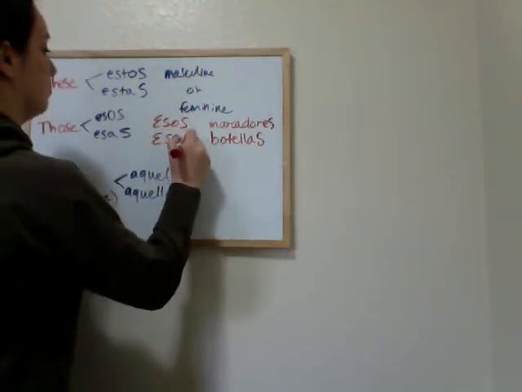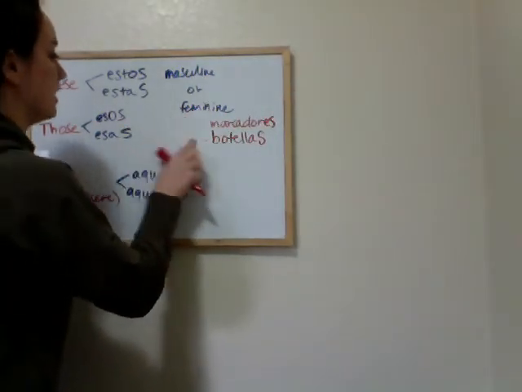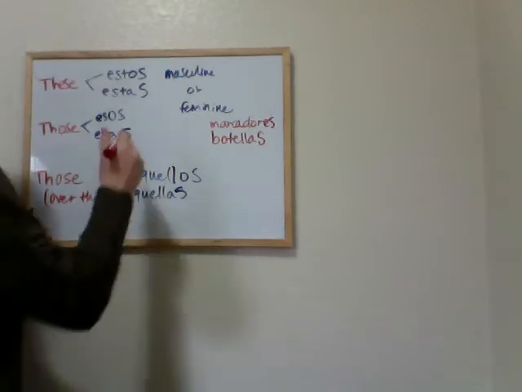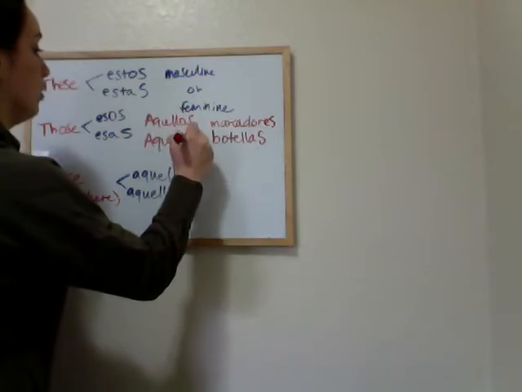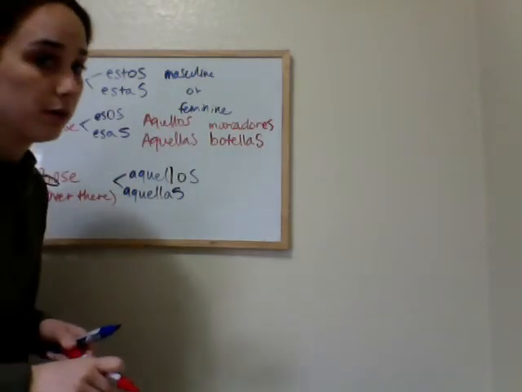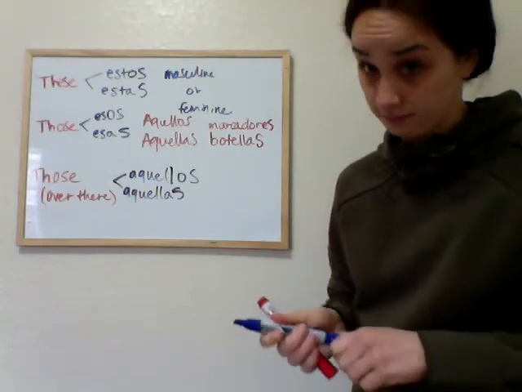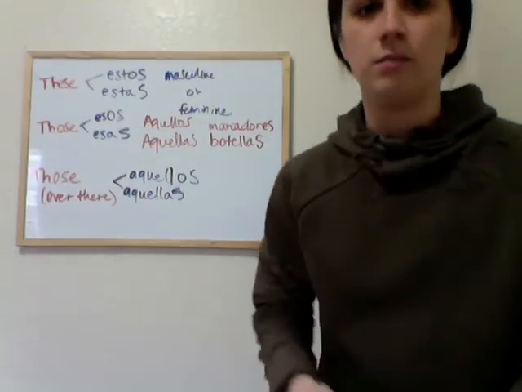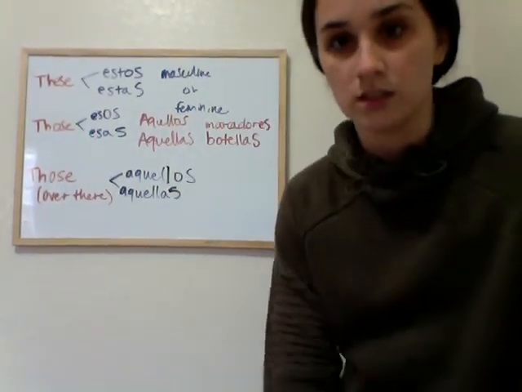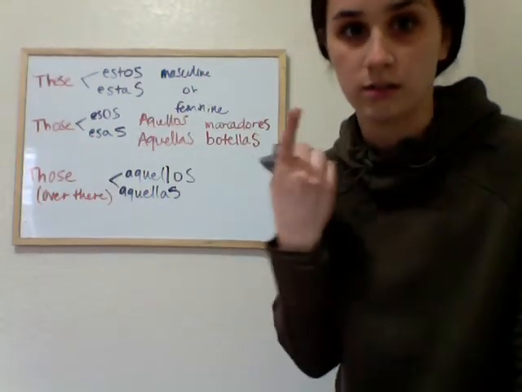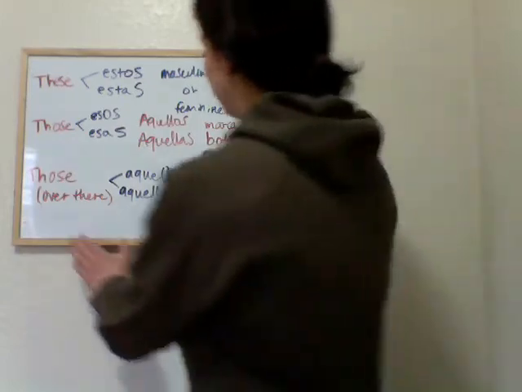If we're talking about, instead of these markers and these bottles, those markers and those bottles, esos marcadores, esas botellas. And if we're talking about the ones all the way over in, I don't know, China, we're talking about aquellos, those markers, or aquellas, those bottles, all the way over there in China. Okay? Now, that was the very basis. Not too crazy, right? You just have to remember este, esta, estos, estas, etc.